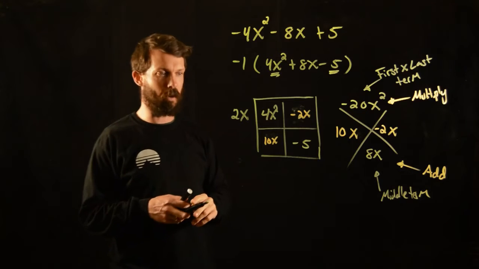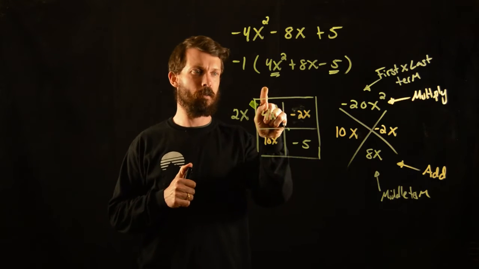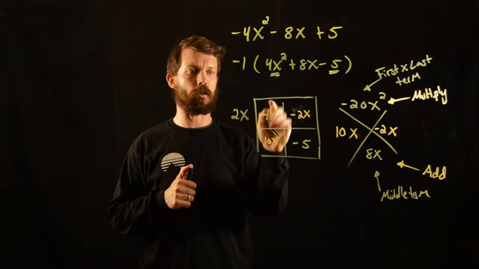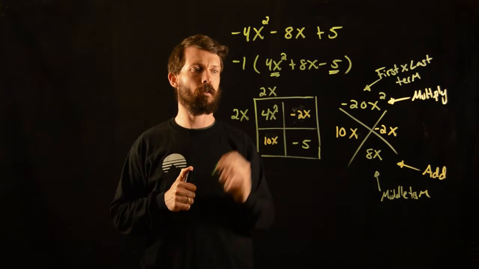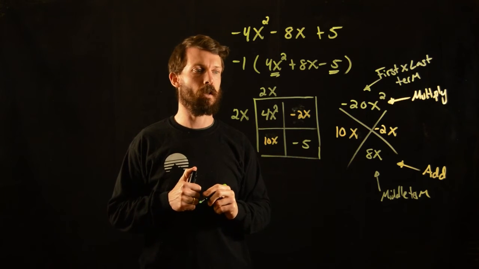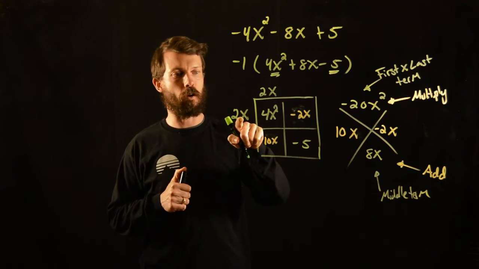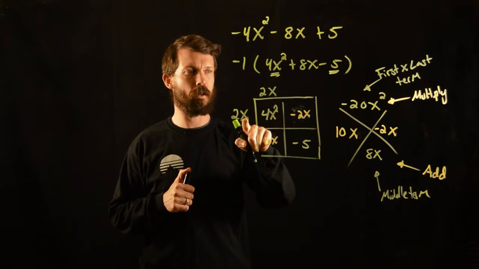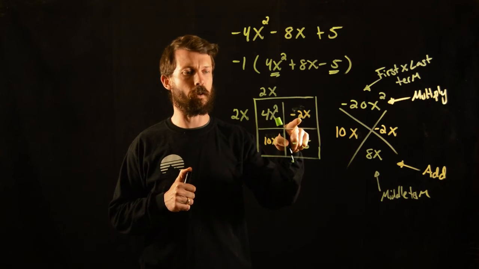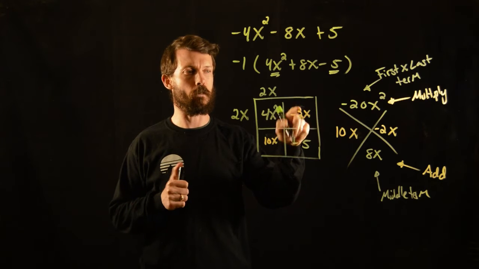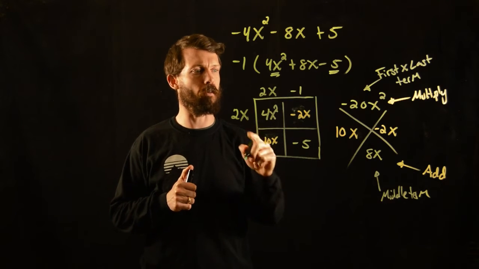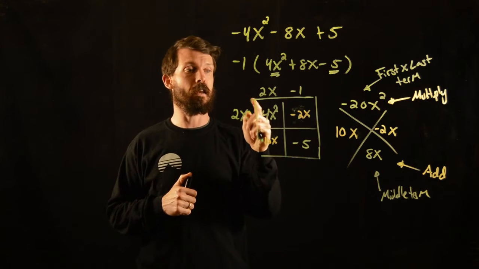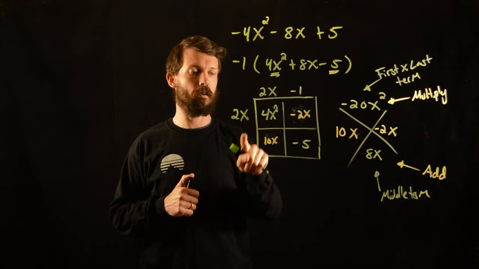So I want to go, okay, 2x times what would give me 4x squared? And you guys know that would be 2x, right? Now the next thing, 2x times what gives me negative 2x? What if I did negative 1, right? 2x times negative 1 would give me negative 2x. Awesome, so that works.